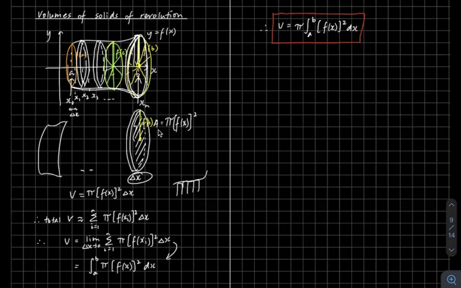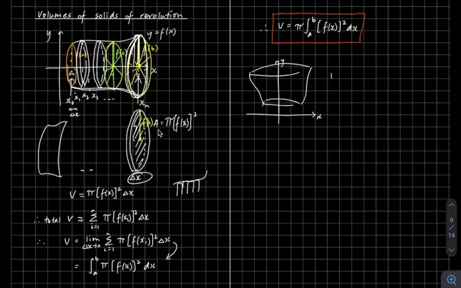Now, just before we go on to doing an example, we should point out that the curve could instead be rotated around the y-axis. So we could have some part of a curve being rotated around the y-axis so that we're getting a volume or a solid formed that way.